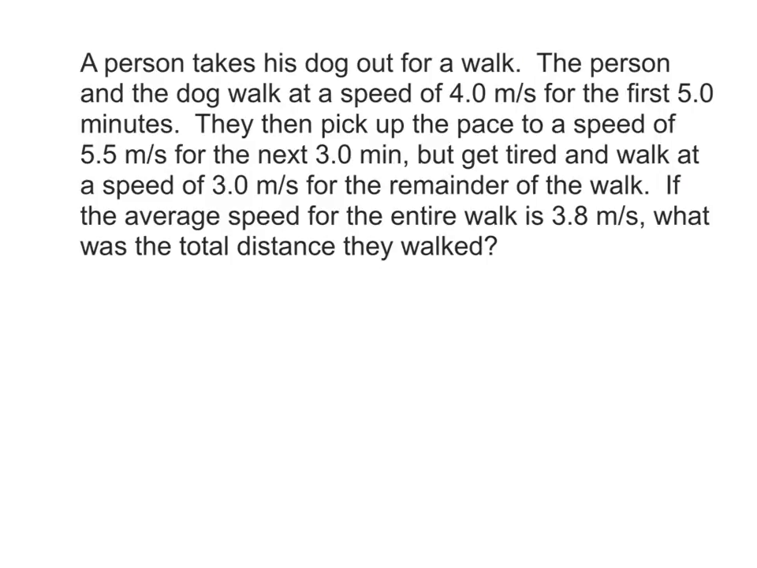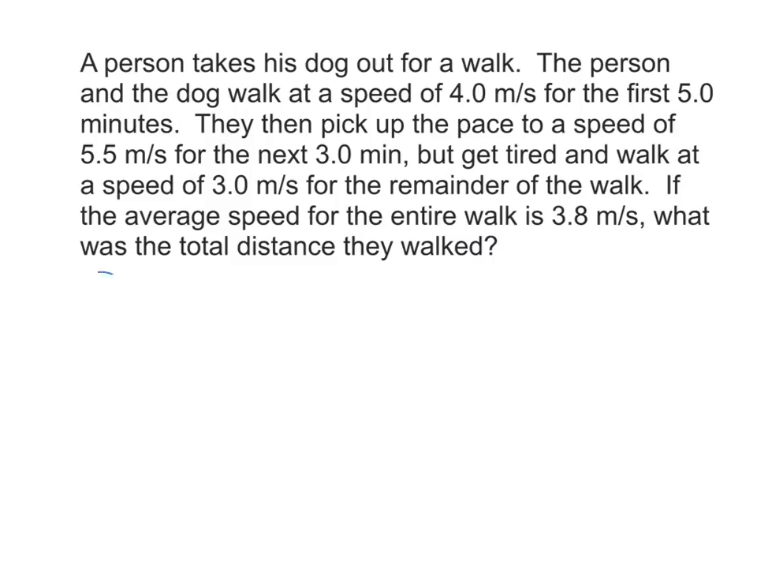Okay, you have this problem in the practice worksheets from class. It is the third one on the non-numbered problems. A person takes his dog out for a walk. The person and the dog walk at a speed of 4 meters per second for the first 5 minutes. They then pick up the pace to a speed of 5.5 meters per second for the next 3 minutes, but get tired and walk at a speed of 3 meters per second for the remainder of the walk. If the average speed for the entire trip is 3.8 meters per second, what was the total distance they walked?